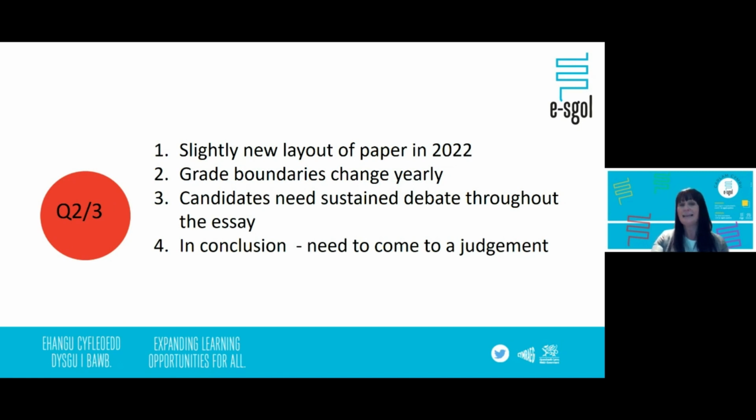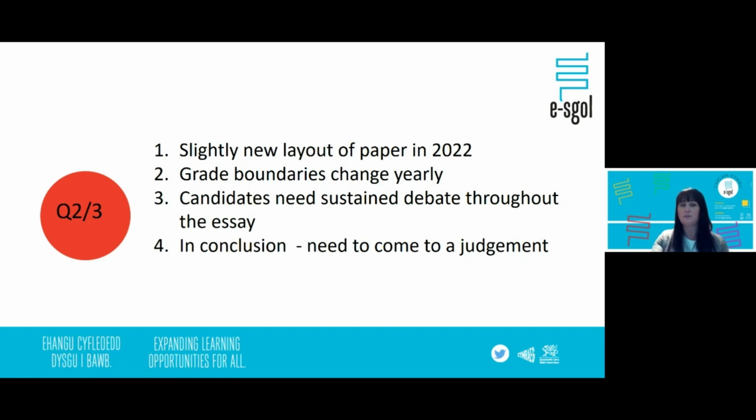They also wanted candidates to know that they wanted a sustained debate throughout the essay. So what that means is they want you to focus on the question, and they want you to focus on your argument and your debate right the way through. So making it clear in your introduction how you're going to be putting your essay together, what you're going to be looking at, and keeping to that all the way through the essay.